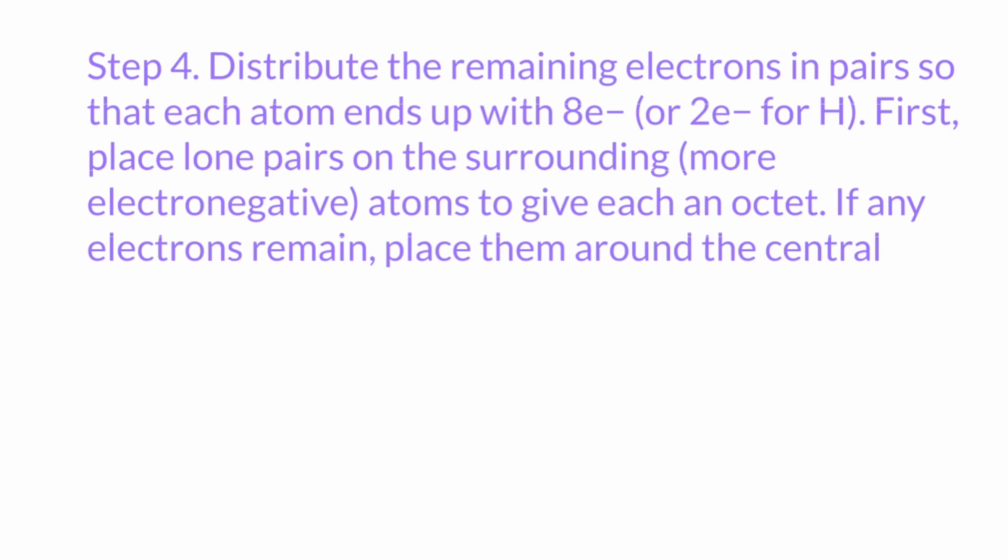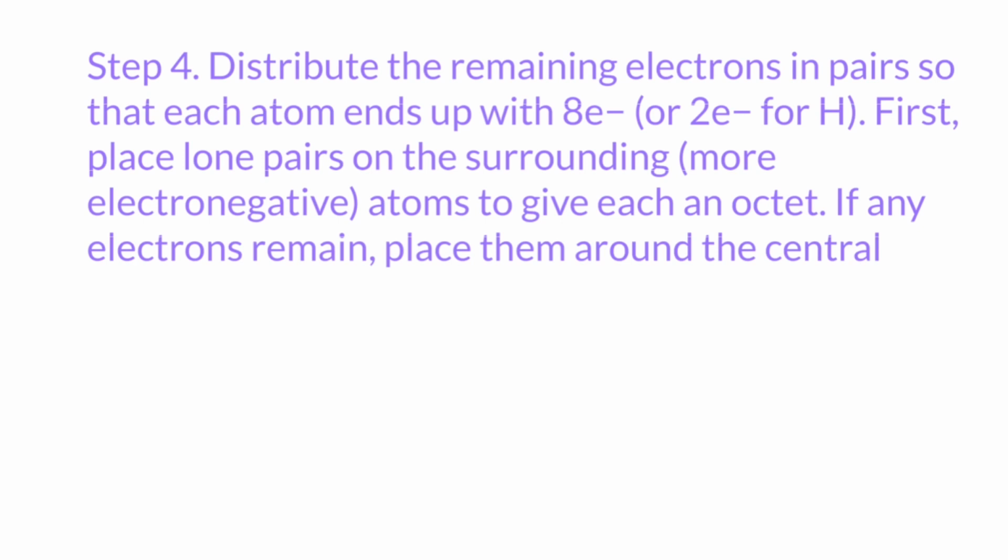Now step 4. Distribute the remaining electrons in pairs so that each atom ends up with 8 electrons, or 2 electrons for hydrogen. First place lone pairs on the surrounding atoms, that is the more electronegative atoms, to give each an octet. If any electrons remain, place them around the central atom. So first you have to place on the surrounding atoms, then any leftover electrons you have to place on the central atom, then each one gets the octet.